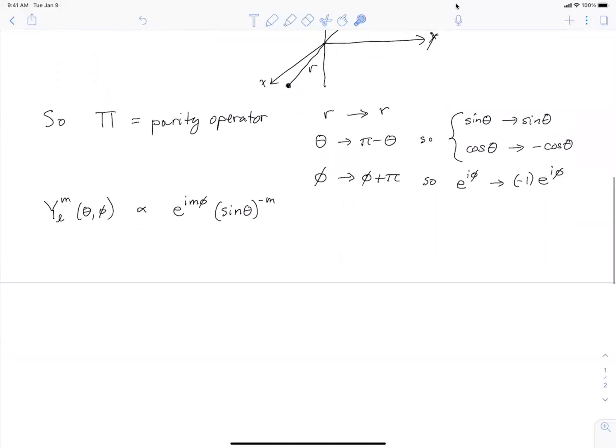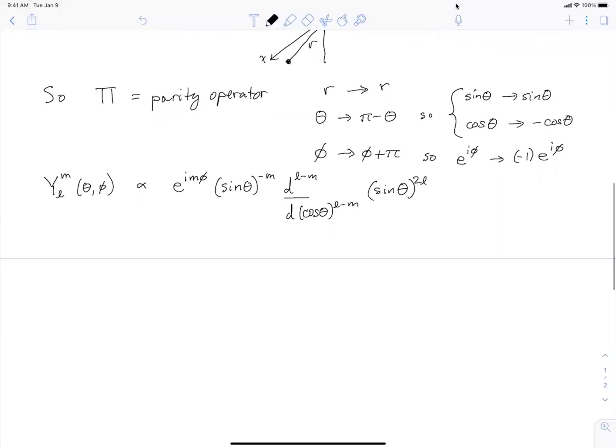Okay, so getting back to the YLMs. There's a sine theta to the minus m. I'm not doing parity yet. I'm just writing down what this is proportional to in terms of angular coordinates. There were L minus m derivatives with respect to cos theta, and then there was sine theta to the 2L. Now let's figure out what happens to this thing when we apply these parity operations.